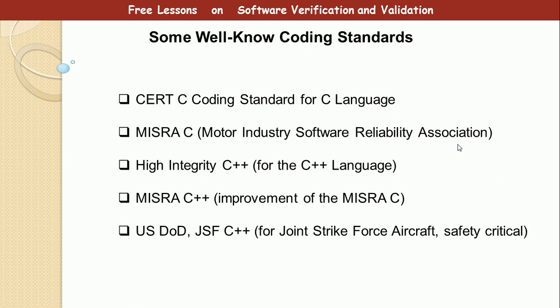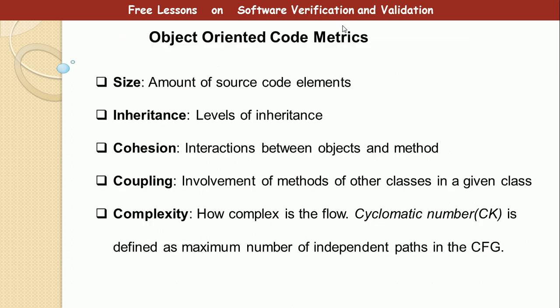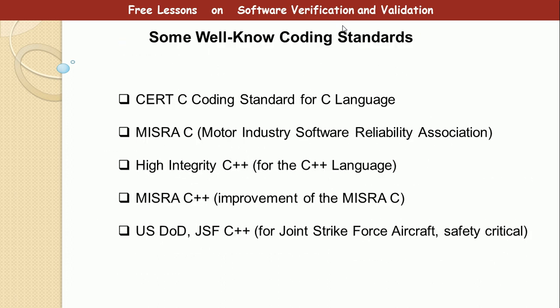Now, over the years, professionals have developed certain standards. For instance, I have listed five standards here. One of them is the SATC. Sorry, let's go back. SATC coding standards for the C programming language. We have the MISRA C, an improvement of the SATC, but it applies to the Motor Industry Software Reliability Association. We have the High Integrity C++, the MISRA C++, and the USDOD and the JSF C++. Maybe take some time to go online to read up on some of these ones you might be interested in.